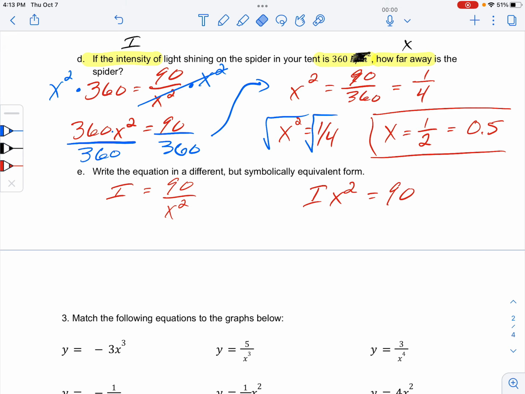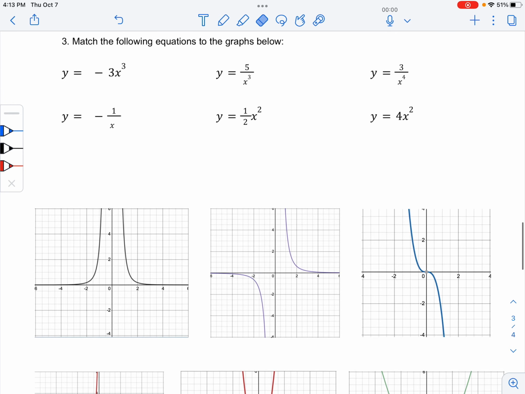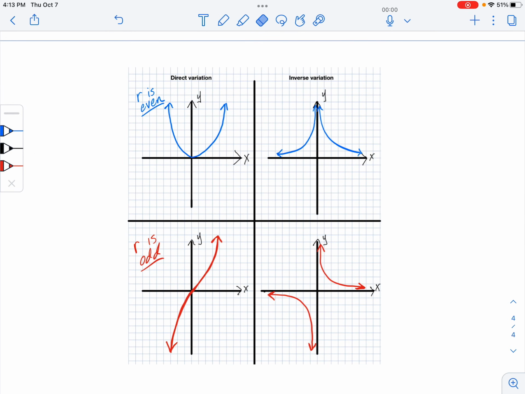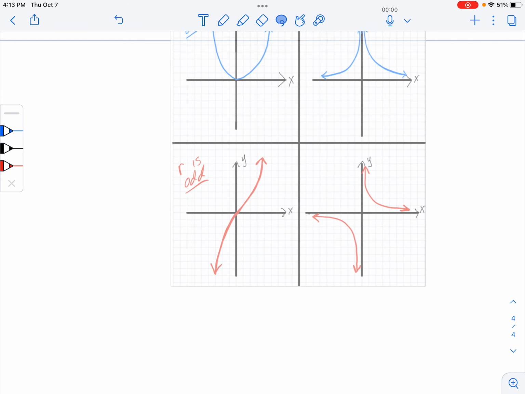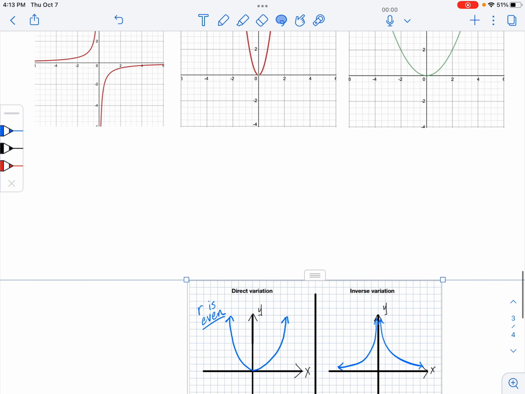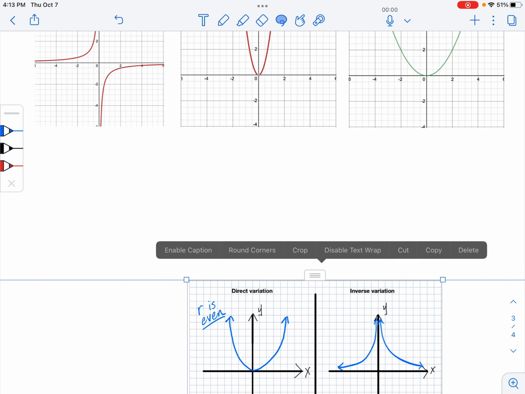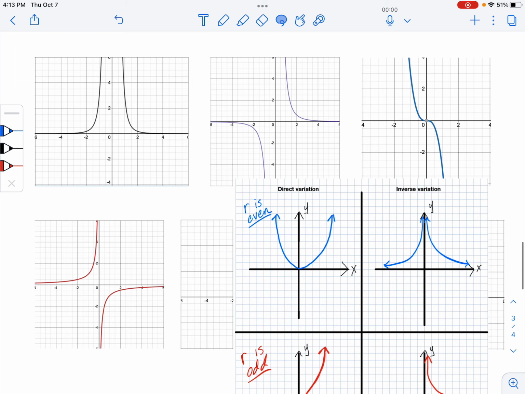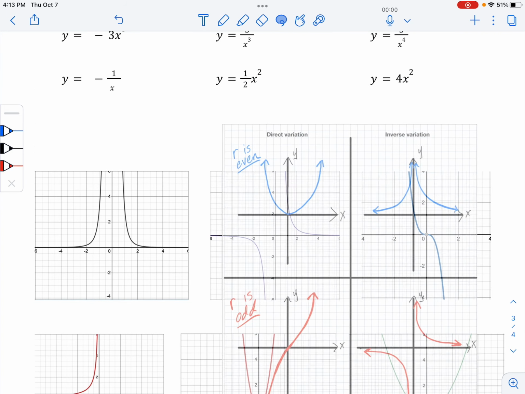Final piece, we need to match up some equations with some graphs. So I would highly recommend using this tool we have down here. I will actually drag this up, maybe I can drag this up, maybe not. I think I just need the other tool. There we go. All right, so let's do that. Let's drag this up so that I can show you this while we're actually looking at the graphs.